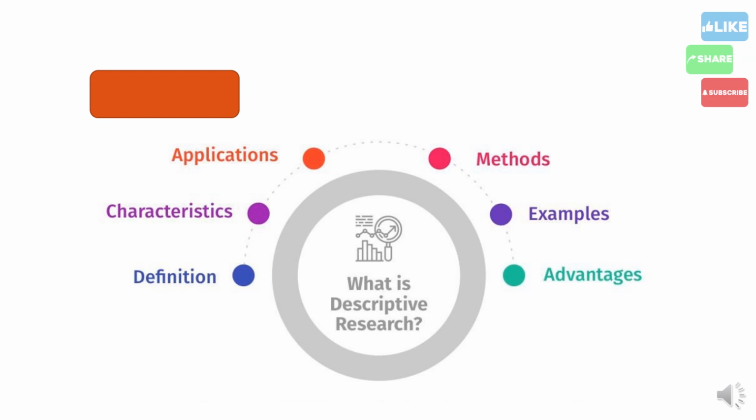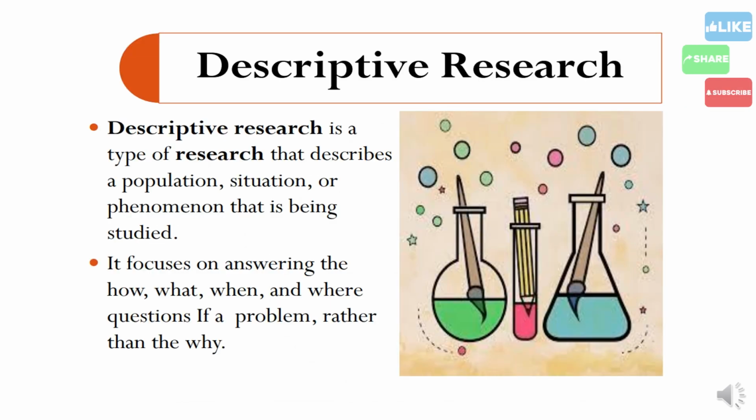Now, what is the definition, after that the characteristics and application of descriptive research, the method, example, and advantages. So, what is descriptive research? Descriptive research is a type of research that describes a population, situation, or phenomena that is being studied. It focuses on answering the how, what, when, and where questions of a problem rather than why.